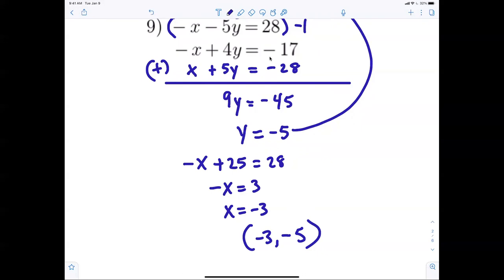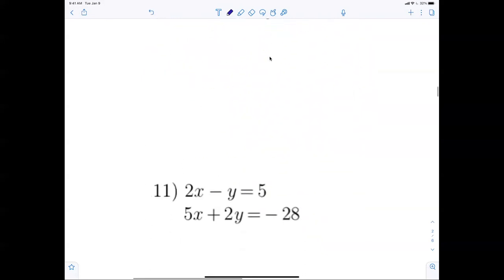Your objective is to eliminate a variable. The only way you can eliminate a variable is if one is positive, one is negative. So you have to multiply by negative. Let's try the next one and see if I'm teaching you anything.